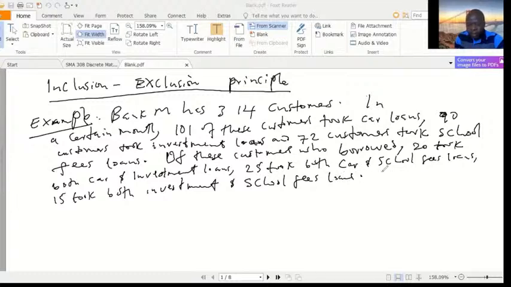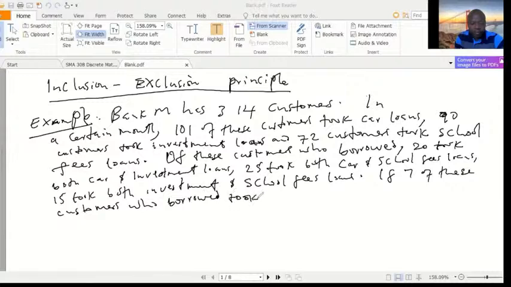Full stop. If 7 of these customers who borrowed took all the 3 loans, then A, find the number of customers who took at least one of the loans.